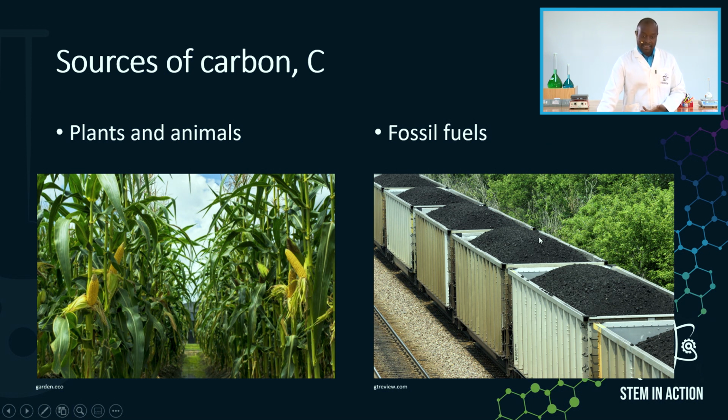Shown here is a trolley of coal, which is a solid fossil fuel. But you also get crude oil, which is a liquid, and you also get natural gas, which comes out as a gas from underground. So those are some of our sources of carbon.